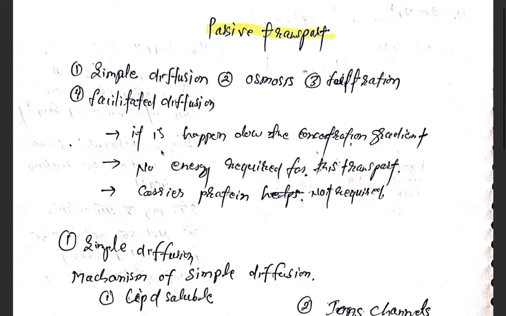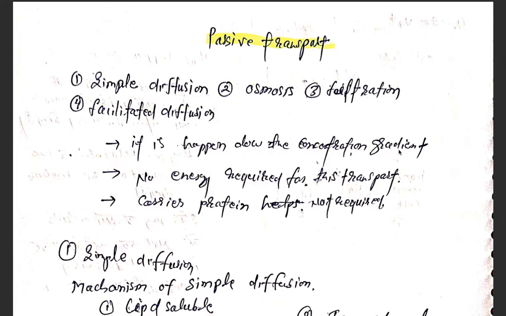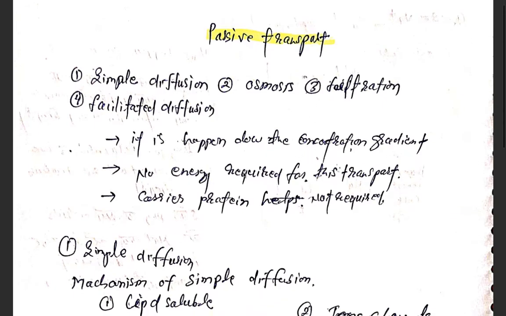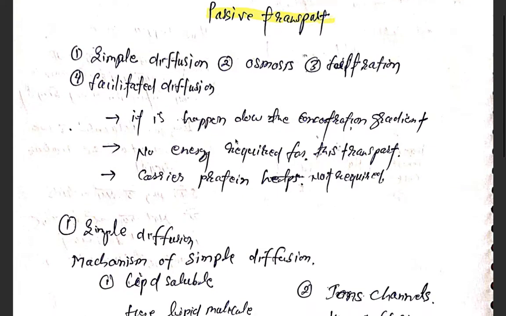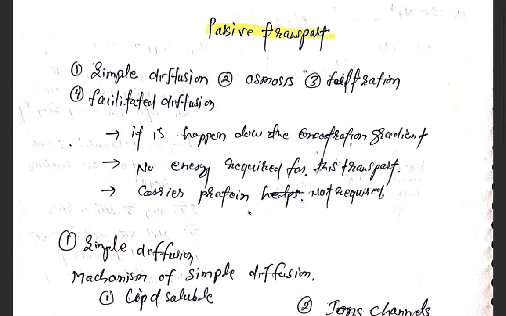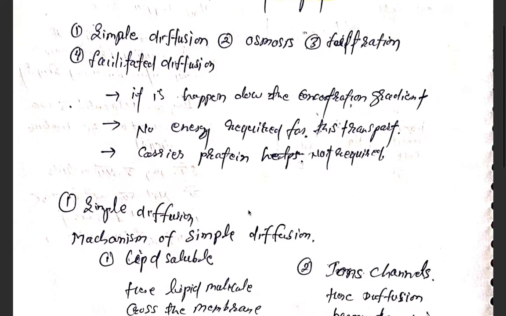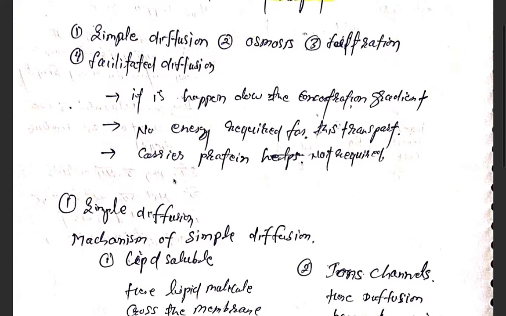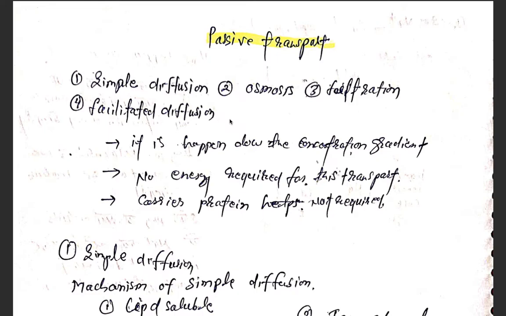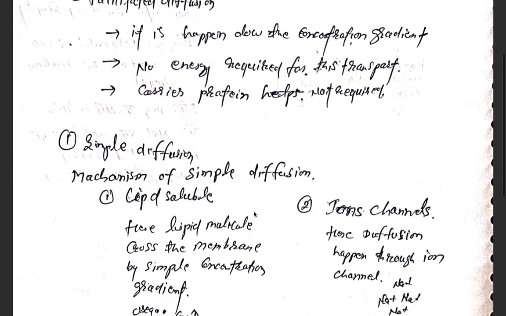In passive transport, the transport happens down the concentration gradient, meaning molecules move from higher concentration to lower concentration. No energy is required for this transport process, and a carrier protein is not required for the transport process.